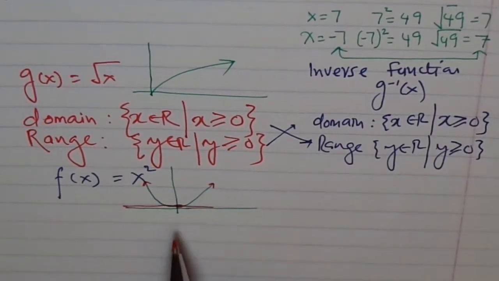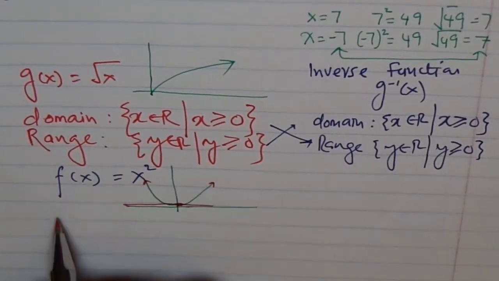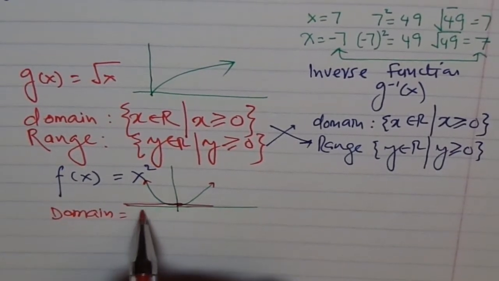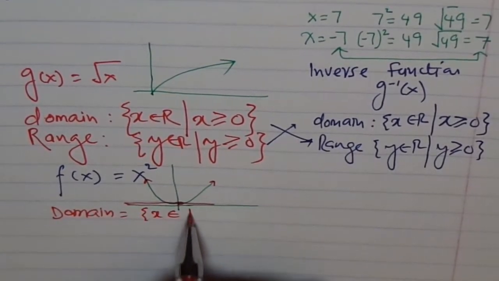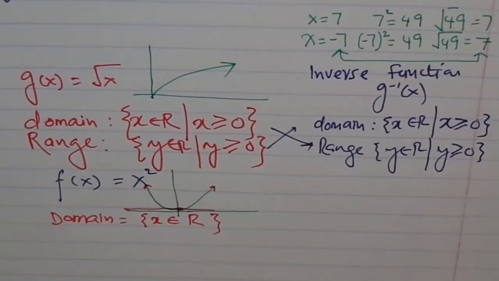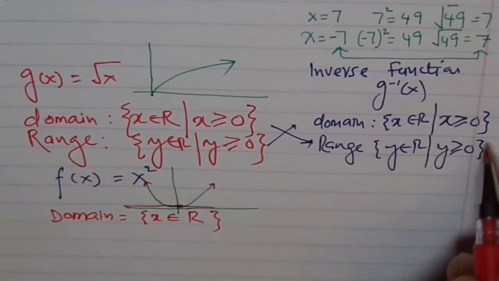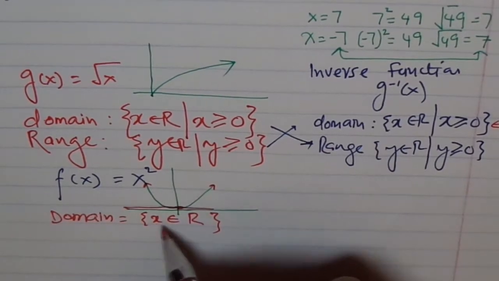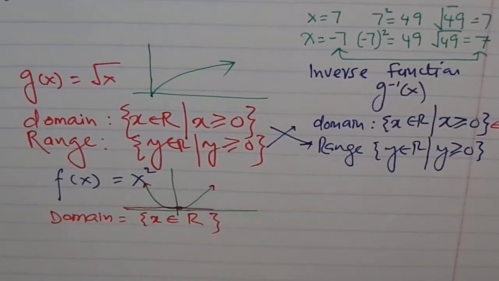Now here, the domain is x belongs to real numbers. But what domain are we expecting? Greater than or equal to 0. That is what we are expecting. And here, the domain is x belongs to real numbers, right? And that creates the problem.